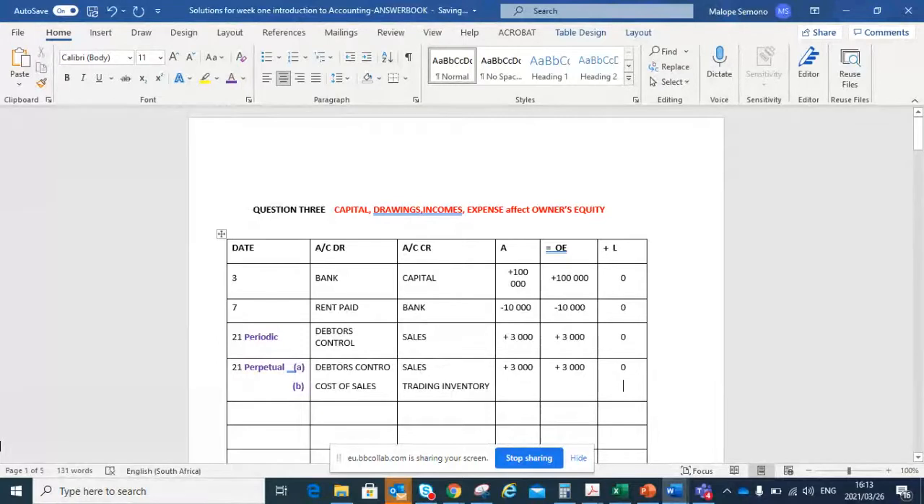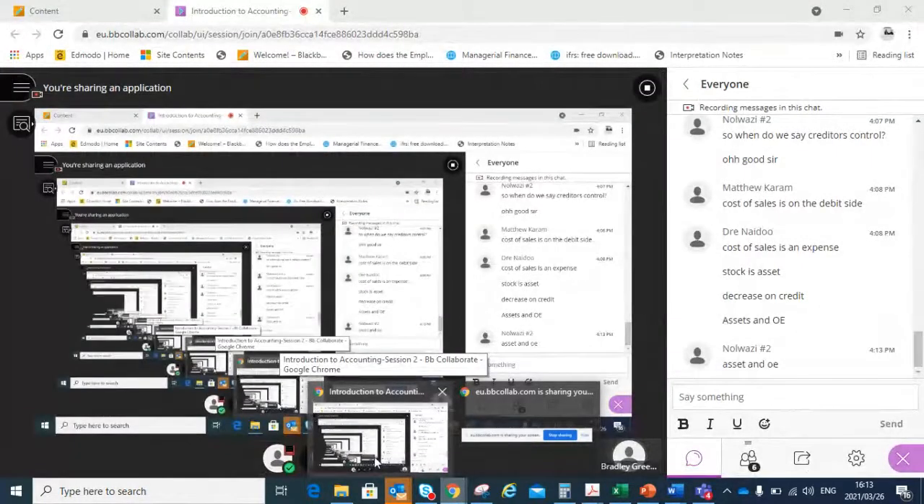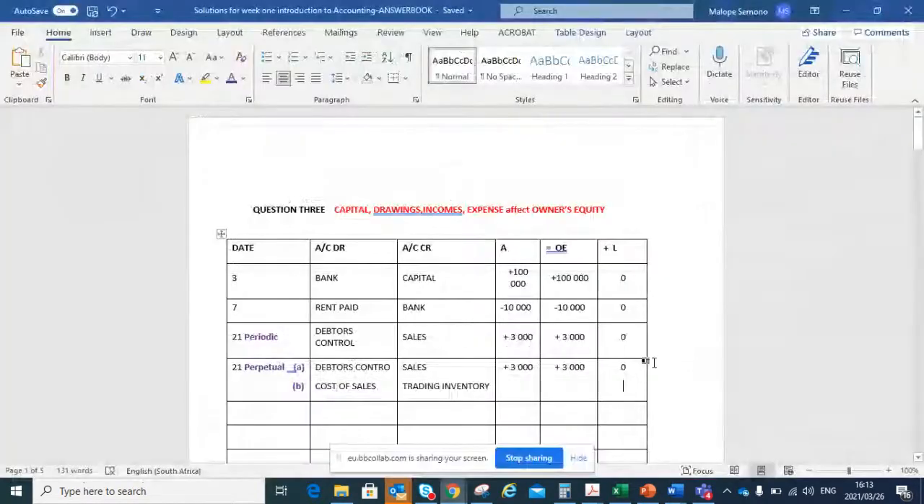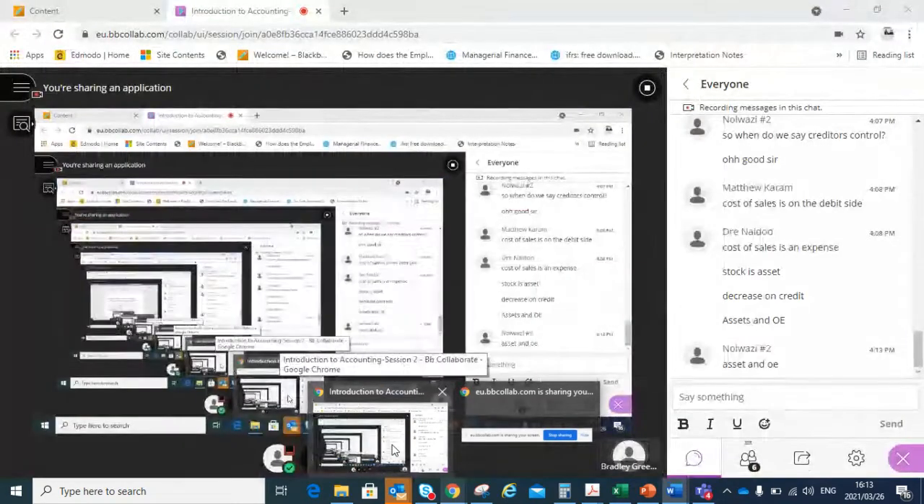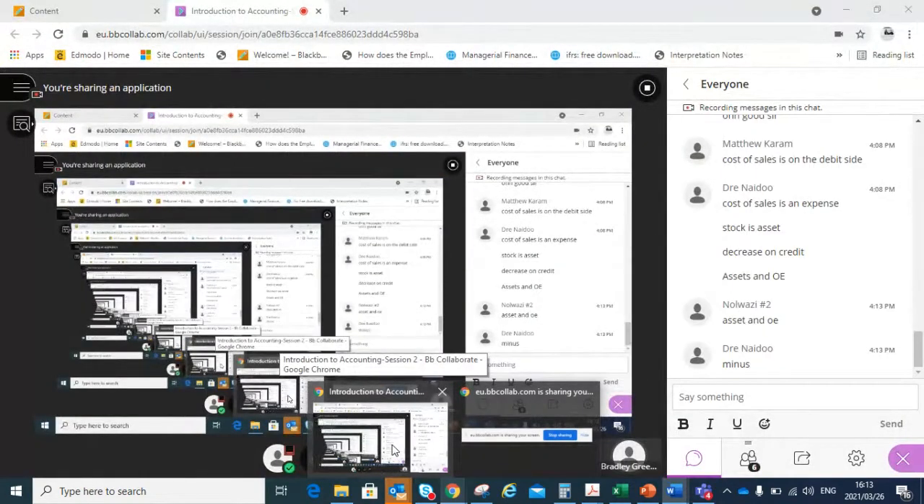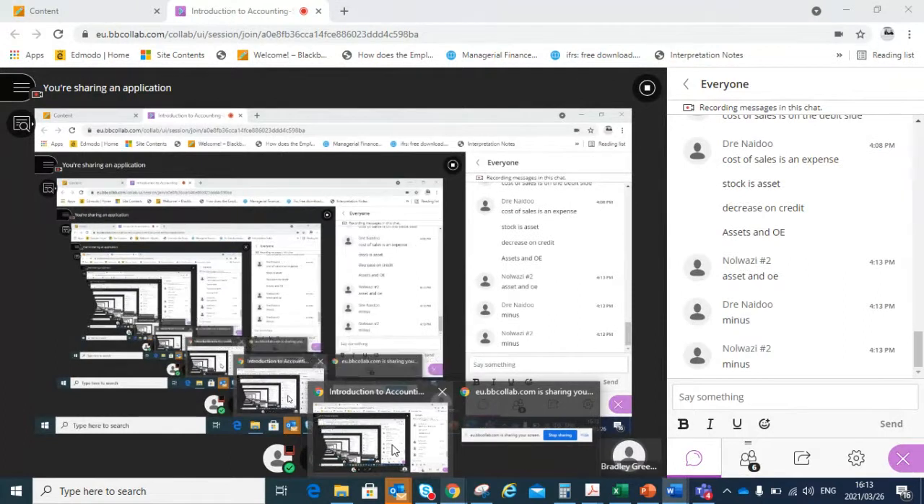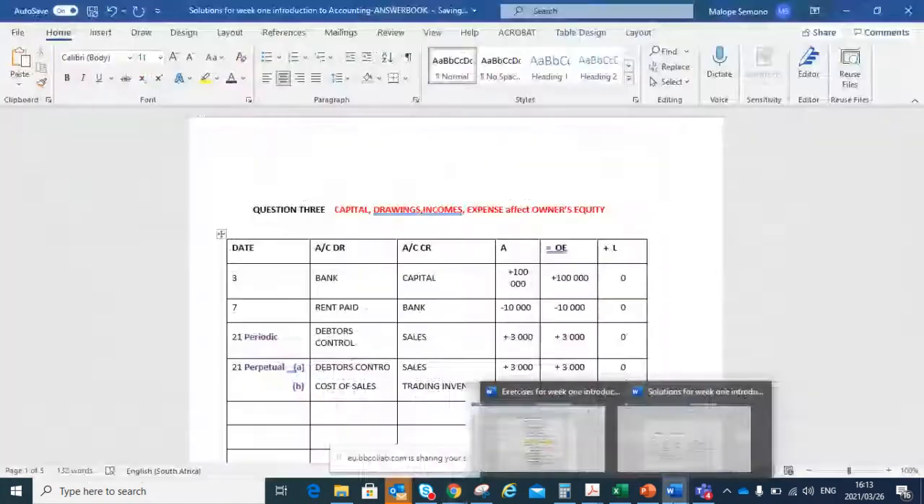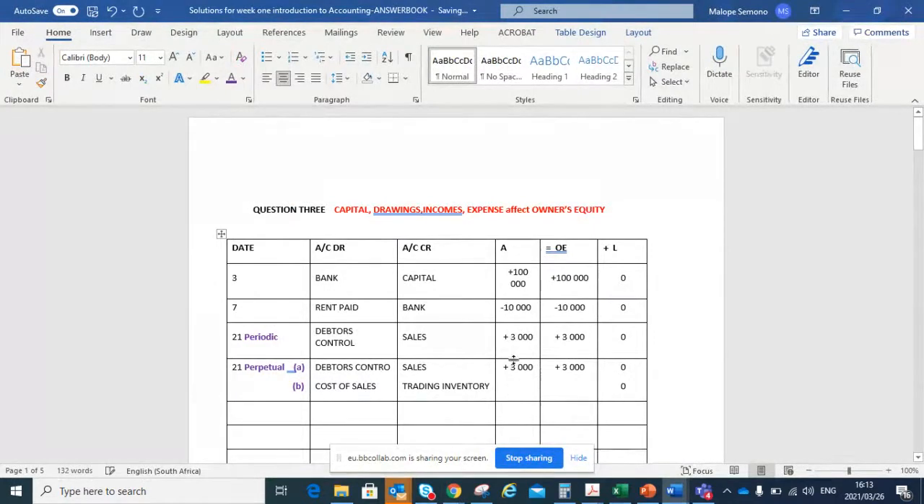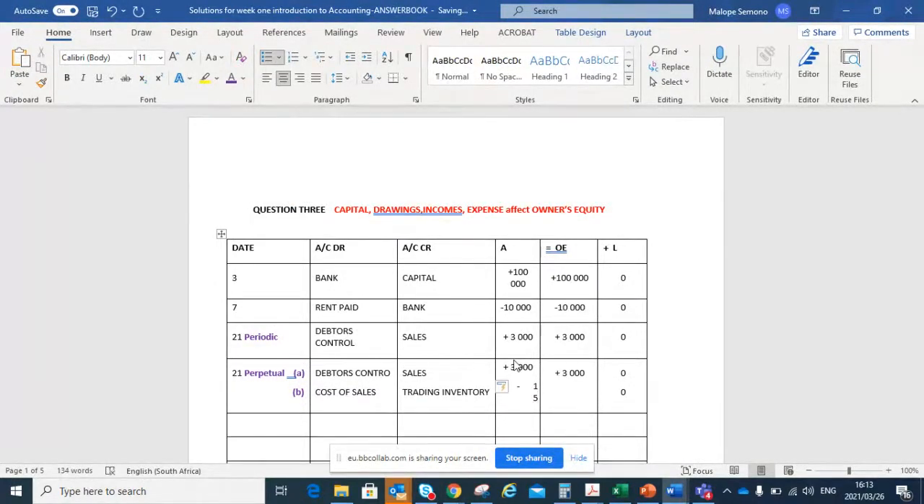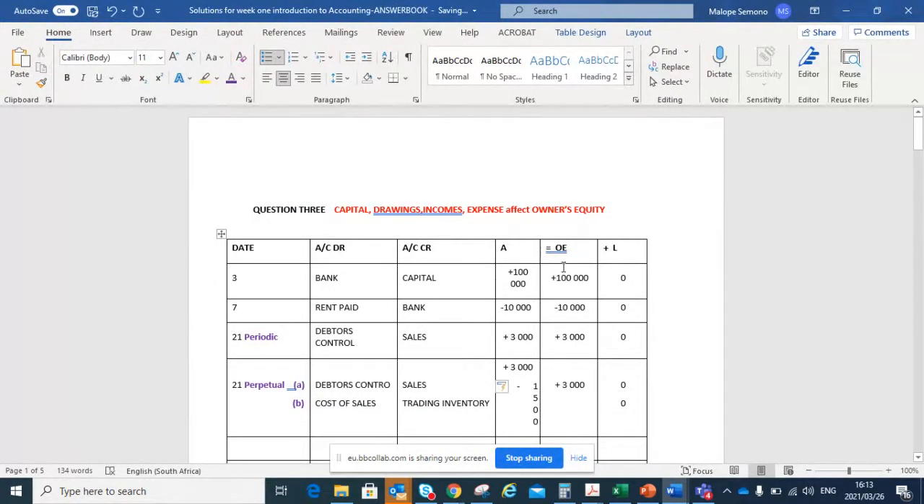Okay, let's see this. You said assets and owners' equity. I agree, Dre. You are correct, Nolwazi. You are both correct. But tell me about the signs. Which signs will I put here? Will I put plus or minus? Just tell me. Which signs will I put there? Minus. Okay, I guess you say minus for both. So I'm going to go there and say minus 1,500, if I'm not mistaken.